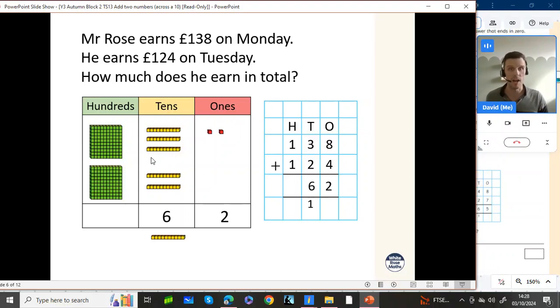Now, some people find adding 3 numbers together difficult. That's okay. All you need to do is add the 2 numbers together first, 3 plus 2, which equals 5, and then add the extra 1 afterwards, which will make 6. And then we add the hundreds together. So 100 plus another 100 equals 200.